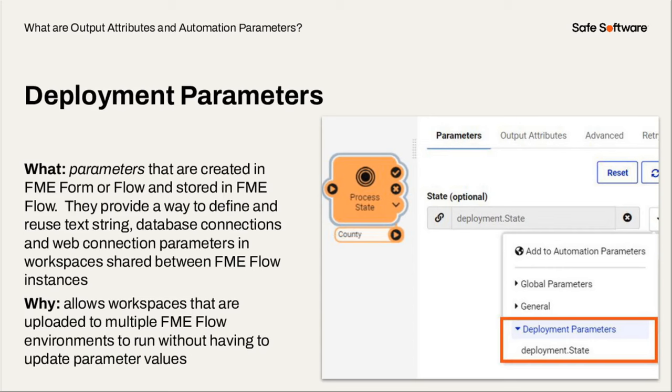stored within FME Flow. An example of these, if you have workspaces uploaded to multiple FME Flow environments, so for example, you've got a test or development environment as well as production, you can use these deployment parameters, which have that text, database, or web connection stored already within it, and you can run those workspaces without having to update the respective parameter values in the automation. So it makes sharing these workflows across multiple environments nice and easy and lets you just get up and going faster.